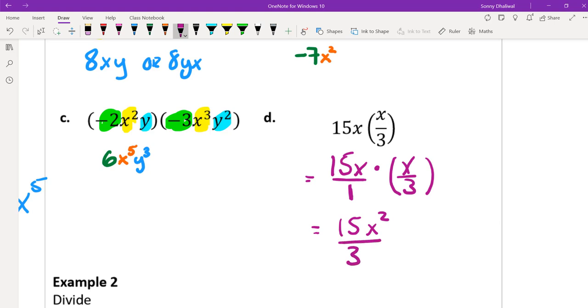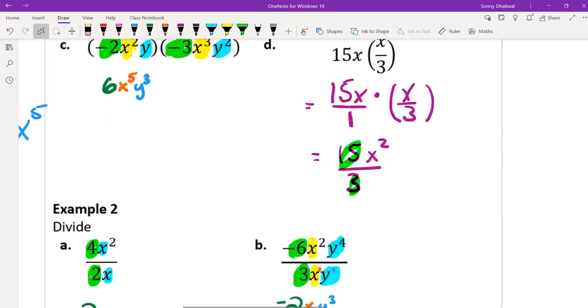Okay. Now we can clean this up. We have a 15 over 3. Can that be simplified further? Yeah. 3 goes into 15 5 times. So this is equal to 5x squared. And that's it. So you've got to remember your exponent rules.